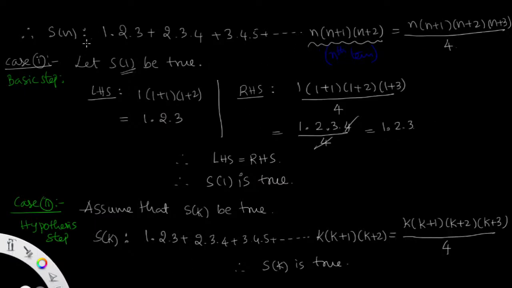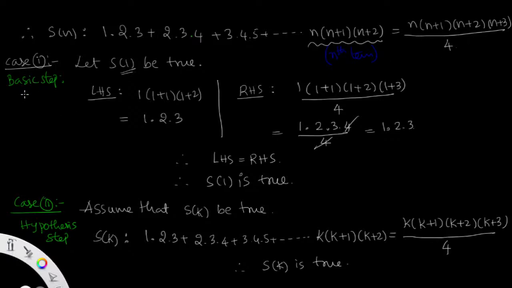So this is 1 into... the question is given in the form of S of n. Continue all this in the classwork only. Whatever the classes we have in the offline classes, I will check the notes. Okay, S of n is 1 into 2 into 3 plus 2 into 3 into 4 plus 3 into 4 into 5 and so on, up to n into n plus 1 into n plus 2, that is equal to the given RHS, which you write.